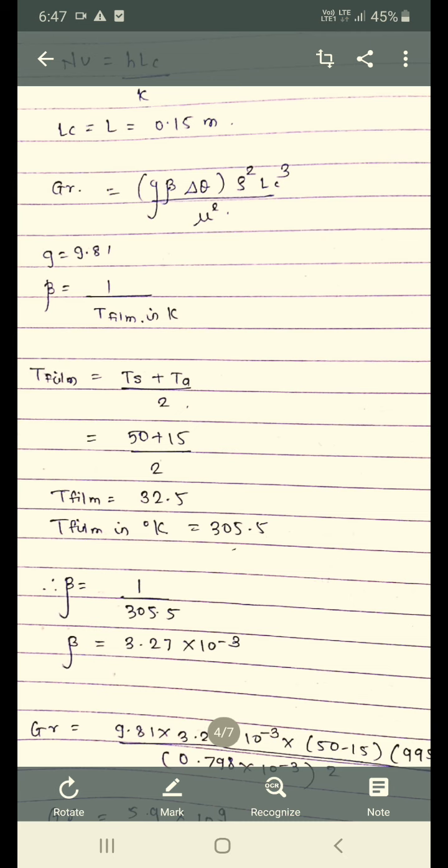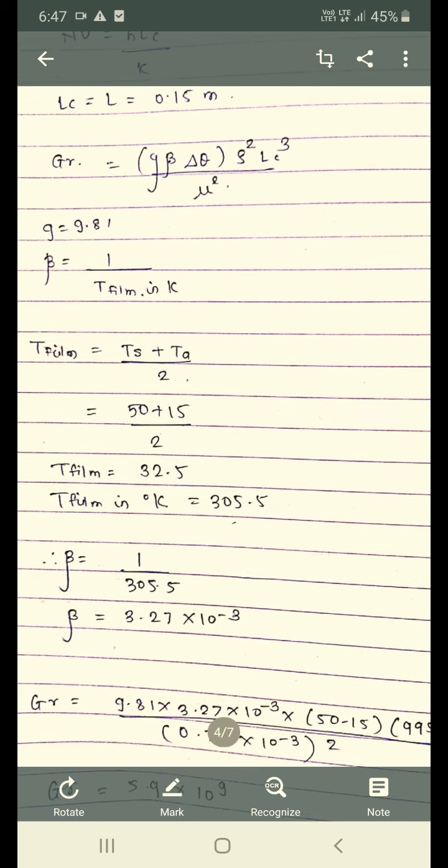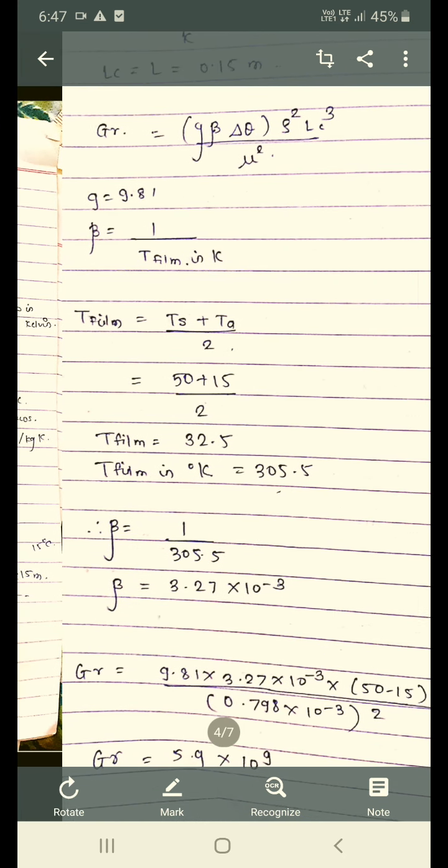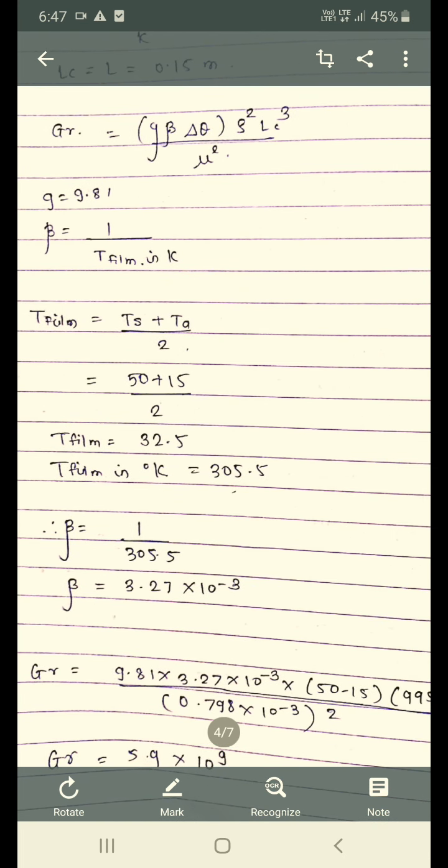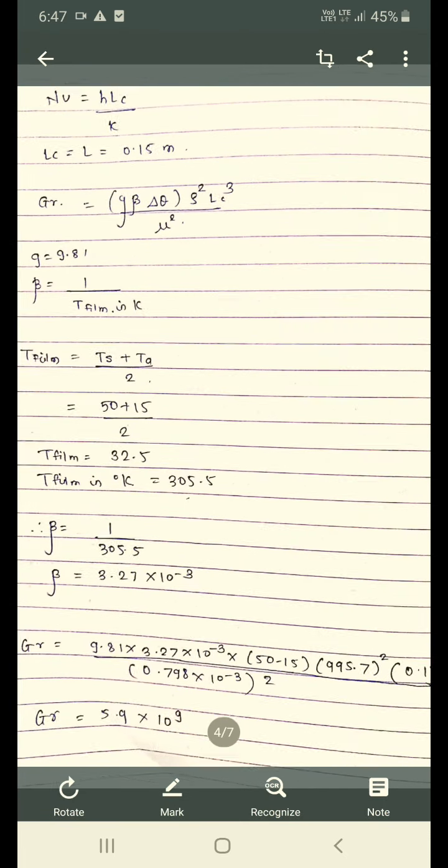The surface temperature of the cylinder is 50 degrees Celsius, and the surrounding temperature, the water in which it is immersed, is 15 degrees Celsius. So 50 plus 15 divided by 2, the film temperature will be 32.5. Converted into Kelvin, it is 305.5 Kelvin. So beta is equal to 1 upon T film, that is 1 upon 305.5. So we will get beta equal to 3.27 into 10 raised to minus 3. We will get the beta value.